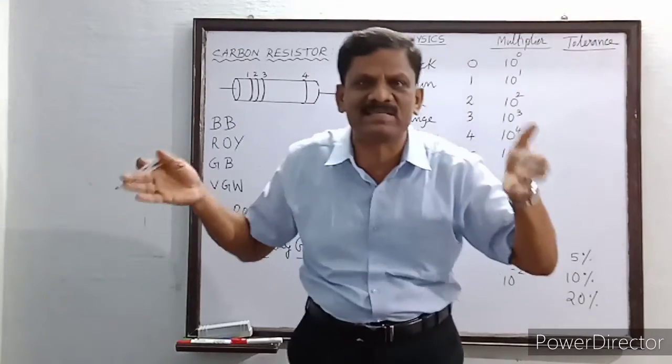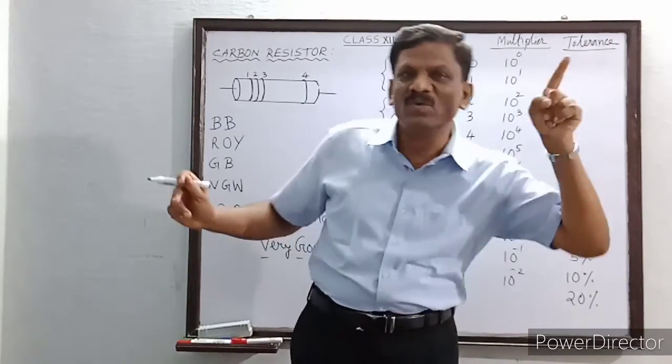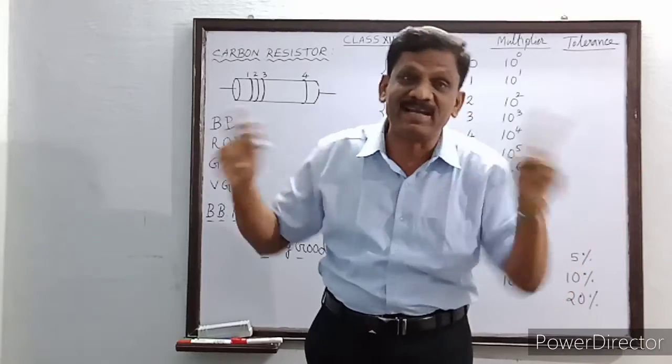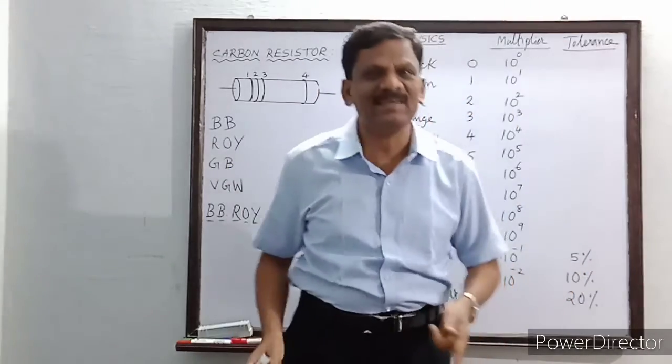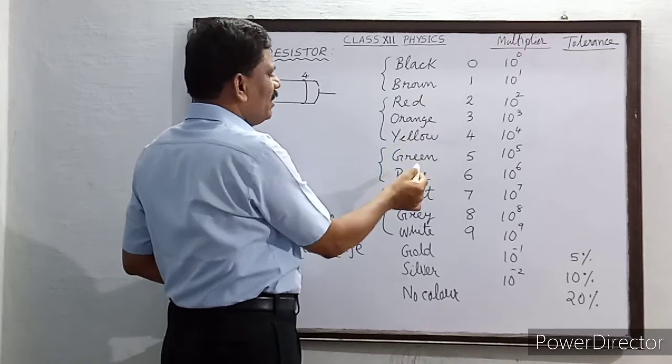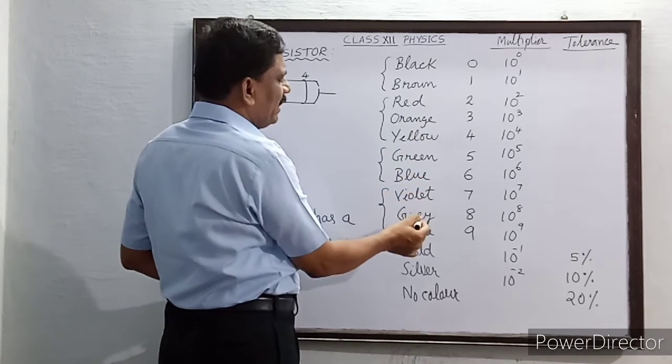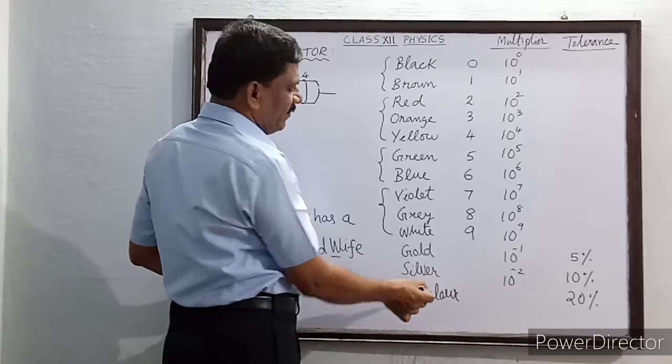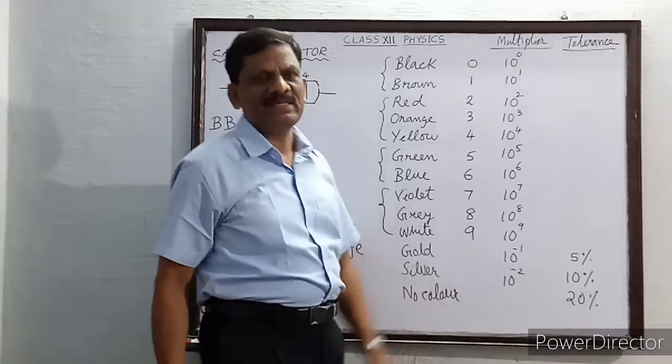The two extreme colors are black and white. The two extreme colors are what? Black and white, you can keep in your mind. Is it not? That's good. So black, brown, red, orange, yellow, and green, blue, violet, then gray, white, then gold, silver, and if there is no color. Understand?